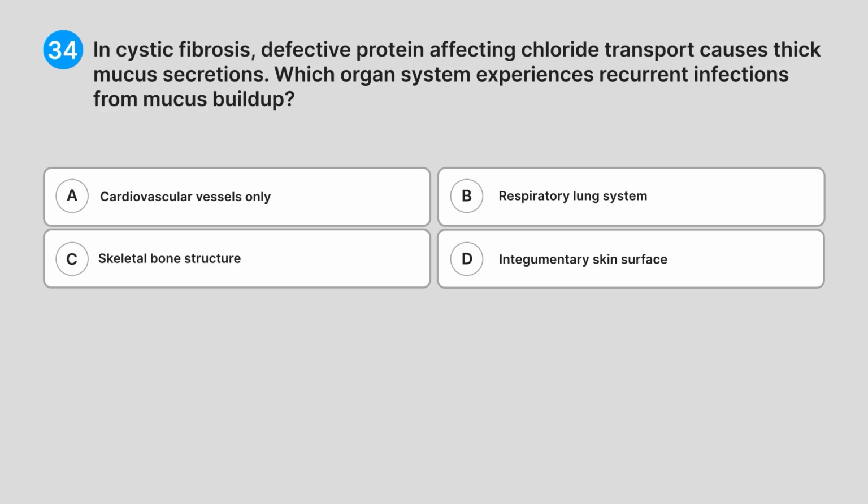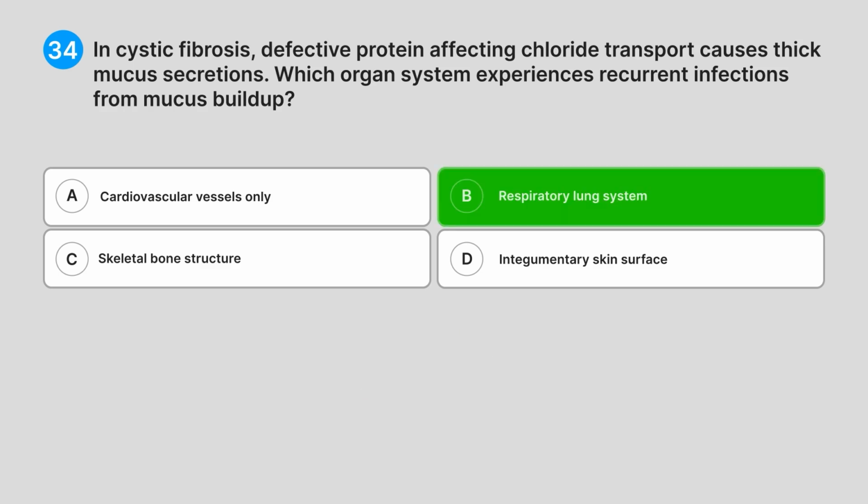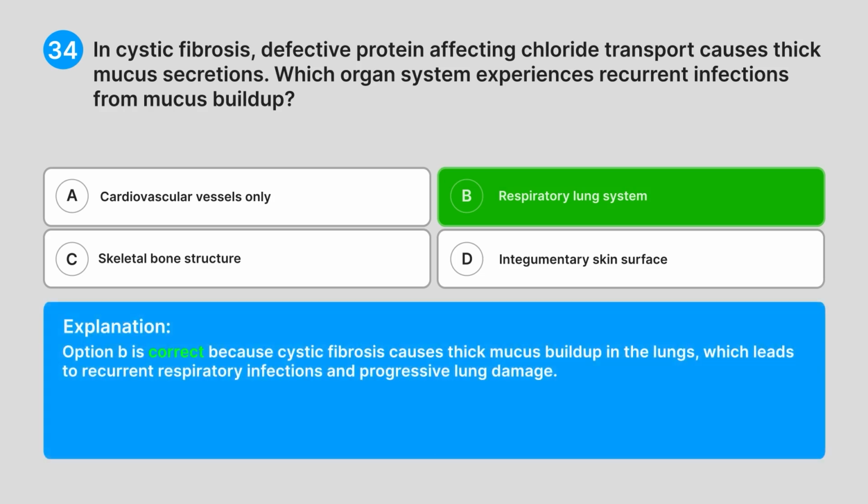Correct answer, B. Respiratory lung system. Explanation. Option B is correct because cystic fibrosis causes thick mucus buildup in the lungs, which leads to recurrent respiratory infections and progressive lung damage.